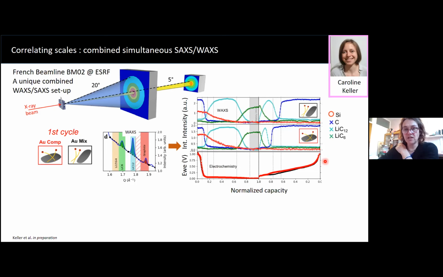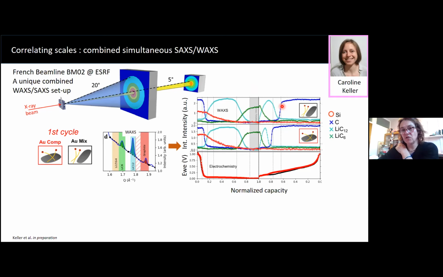What you notice is on lithiation, for instance, you start with graphite, which is blue data, and then you form LiC12, which is the light blue. And once you have formed LiC12, you can start forming LiC6, and at the end of lithiation, you finish with a fully lithiated electrode with graphite in the shape of LiC6. When you delithiate reversibly, well, you lose LiC6, you form LiC12, and continuously you will end up with a fully delithiated graphite electrode.